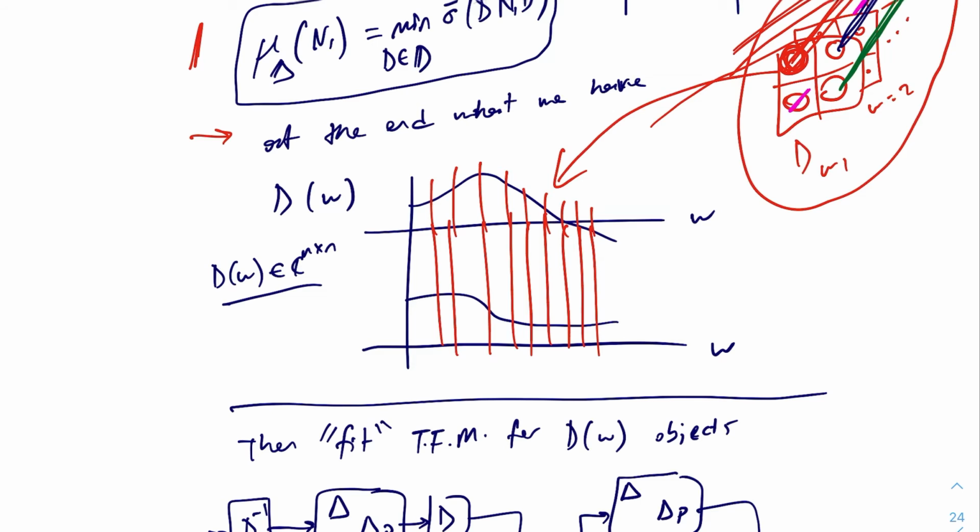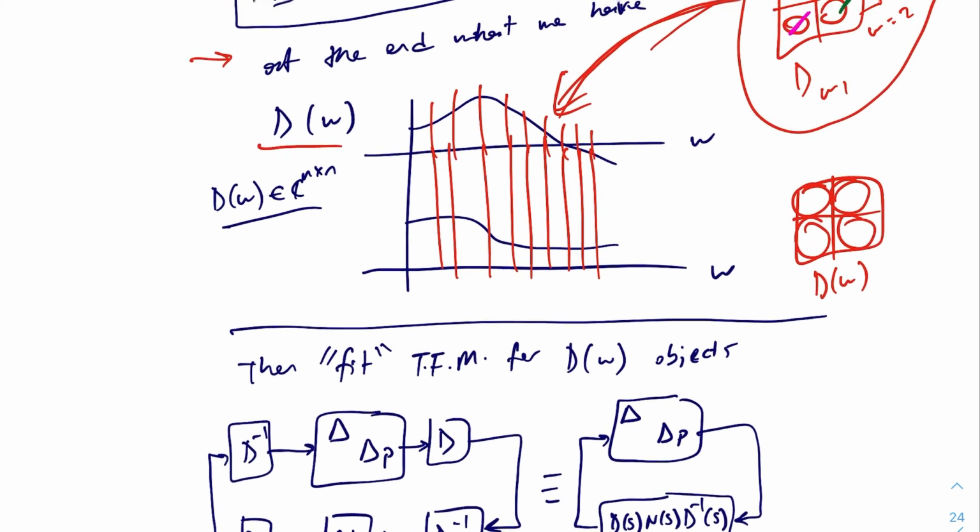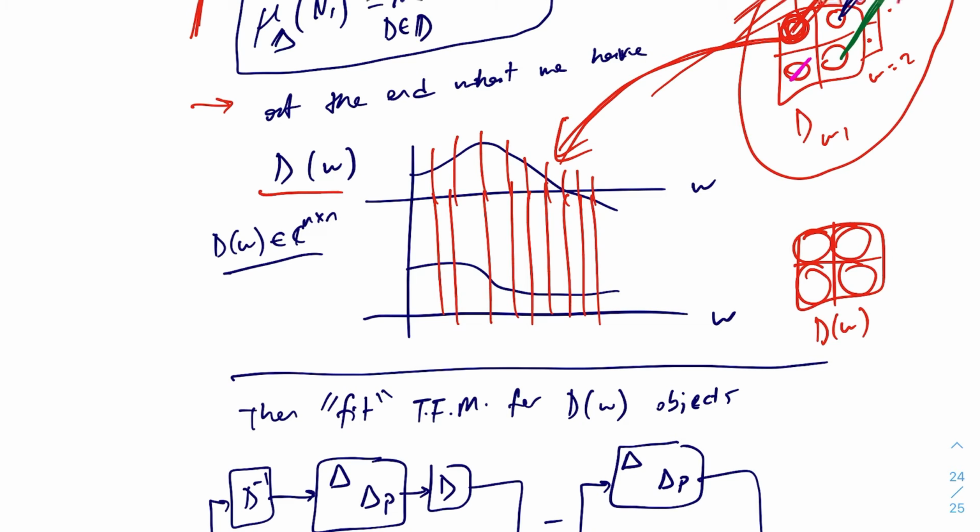So you need to, quote unquote, fit a transfer function matrix for D of omega. You have this type of structure, and you just fit, and each entry is a SISO system. So I just focus on only one entry of D of omega, to make things clear. And all right.